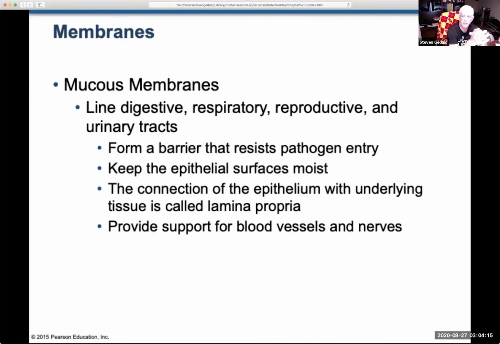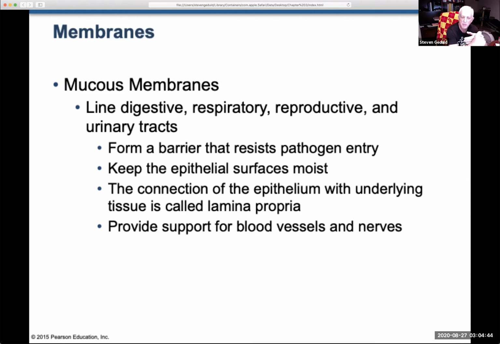Mucous membranes, that's what you expect, produce mucus. They line your digestive tract, respiratory tract, reproductive tracts, and the urinary tracts. They form a barrier that resists pathogen entry. Whatever's trying to get in your body, the bacteria or the pathogen, is going to get stuck in the mucus, and it's not going to be able to penetrate. It keeps the epithelial surfaces moist, keeps us from drying out.